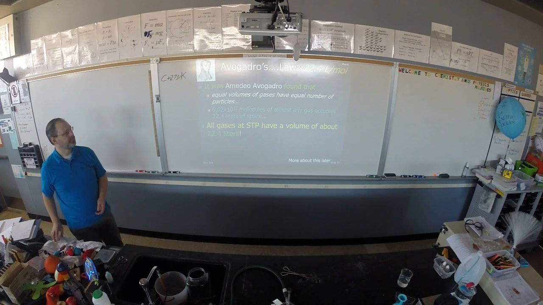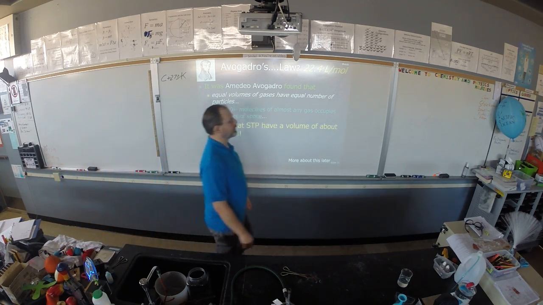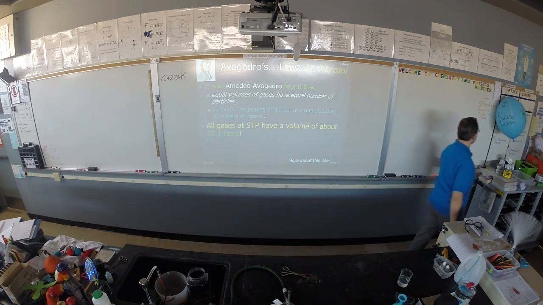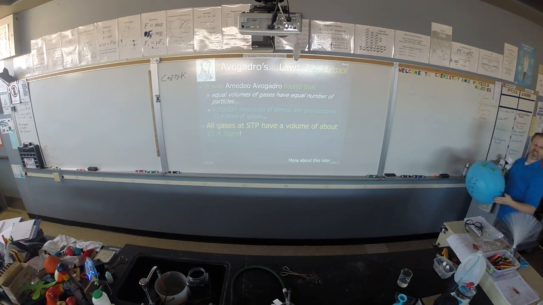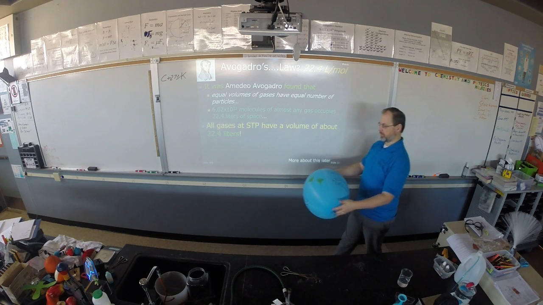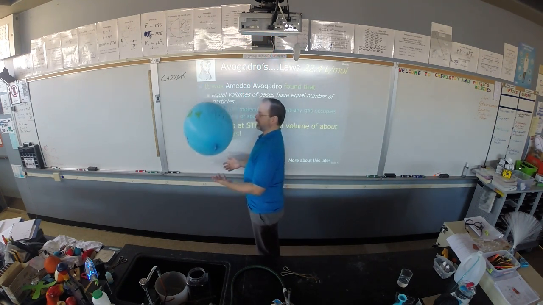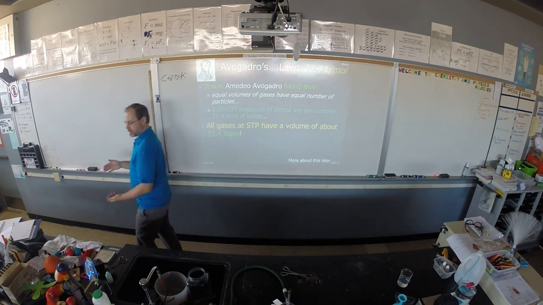Kind of a neat little deal. I wrote it on this balloon, then I couldn't find a convenient place to put it. And see, it says 1 mole at STP is 22.4 liters. This is about 22.4 liters. About 6 gallons is 22.4 liters. It's a mole balloon.